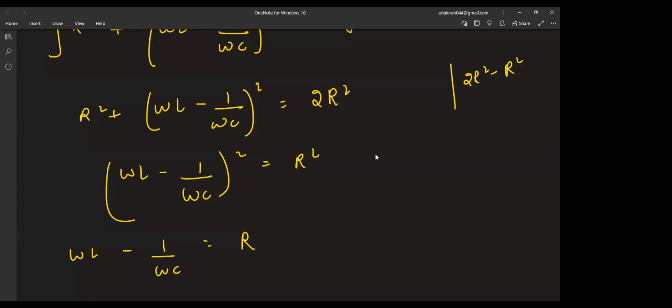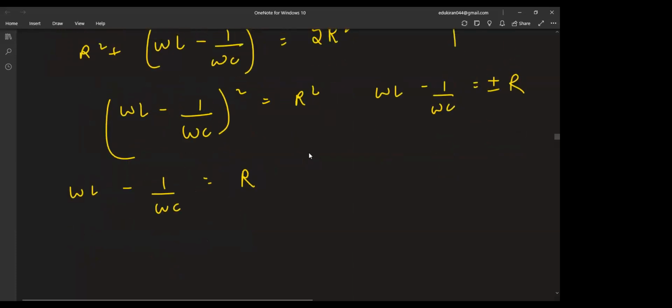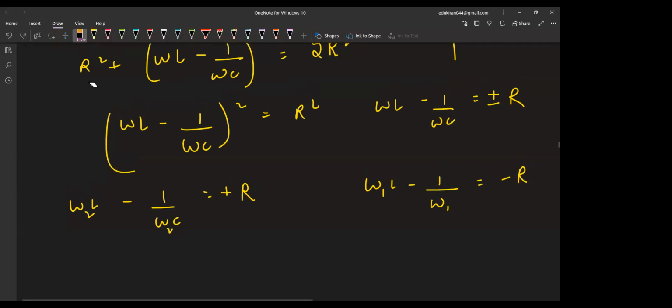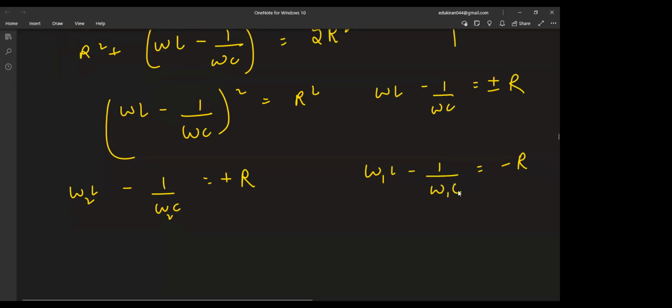And one more thing, class: when you solve this, omega L minus 1 by omega C is actually equal to plus minus R. Whenever you are taking the roots, it's not just one value that you obtain, it's plus minus. So let's say this is plus, and let's say in the other case omega L minus 1 by omega C is minus. And we obtain two values of angular frequency. Remember, let's say this is 1 and this is the second one. Two values of angular frequencies we obtain in the calculation of quality factor. This is equation 1, this is equation 2. Both of these are the equations that we need to solve.